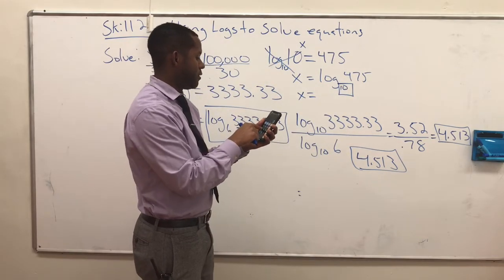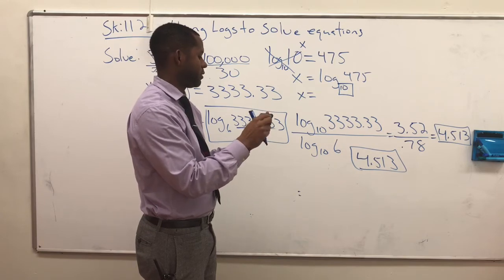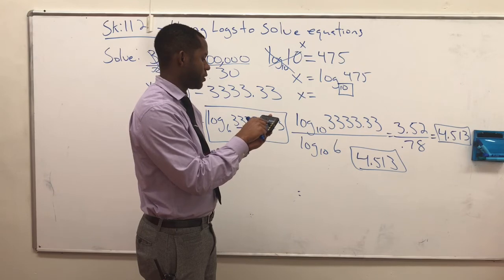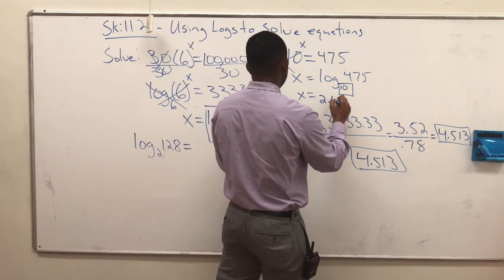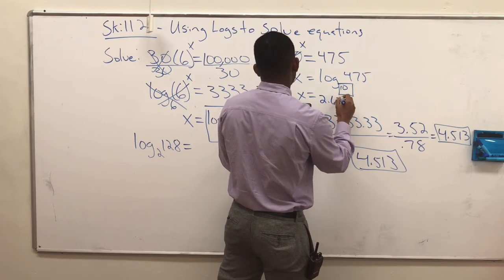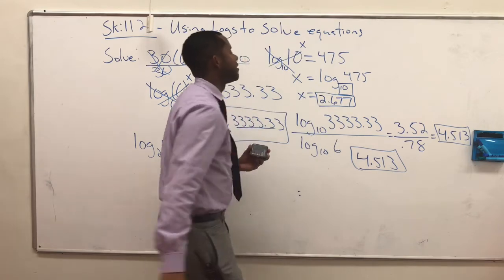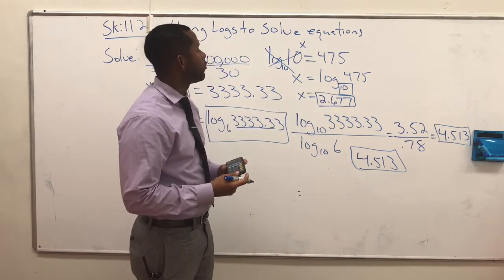So let me see, 475, come on, calculator. 475 log base 10, let me check that. 475 log base 10, and I get x equals 2.677, something around there. Okay? There's my answer. 10 to the 2.677 power would get me 475.